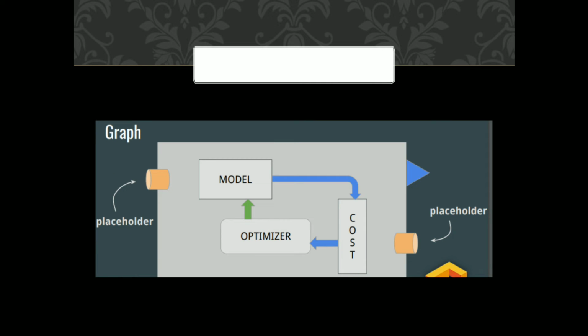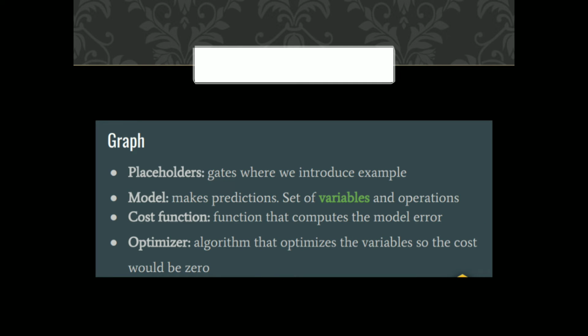So in this TensorFlow concept, you have to know all these: model, optimizer, cost, placeholder, graph, all these are available. So we'll see about each and every one. Graph contains placeholders, gates where we introduce examples. It contains the model, which makes predictions, a set of variables and operations. Cost function computes the model error. Optimizer is an algorithm that optimizes the variables so the cost would be 0.